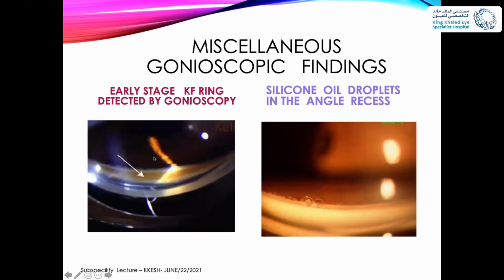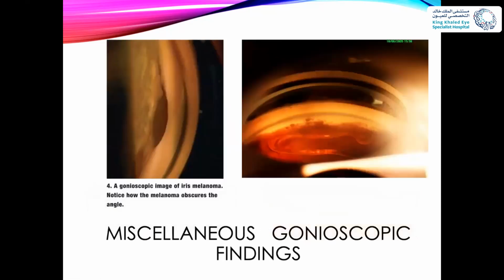This is an example of a patient that's suffering from neurological impairment, and the patient has Wilson syndrome. And you are here able to see the copper deposition at the most anterior part of the angle, that is the Schwalbe's line. The silicone oil here, you can see some droplets in the angle structure, and usually it travels superiorly.